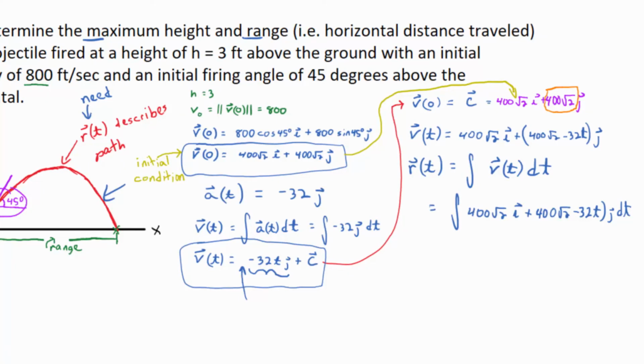Okay. And then integrate. Help me integrate this. What do I get? 400 root 2. Make sure you cut off the root so it doesn't look like you're taking the square root of t as well as 2, right? So it doesn't look like t is underneath the radical, in other words. And then that's I, right? Plus, oh, did I forget a parenthesis over here? Right there. Okay. And then integrate the j term. What do you get? 400 root 2 t minus 16t squared j. Does everybody agree with that so far?